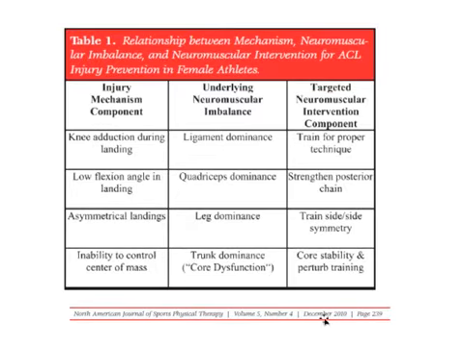This came out in 2010, from the same group from Ohio. This is their classification of different things that should be targeted in terms of the relationship between mechanism, neuromuscular imbalance, and neuromuscular intervention for ACL injury prevention. In the female athlete, we can see her injury mechanism components, so things contributing to the injury, the neuromuscular reason for that, and then some of the things you might target in terms of your training.